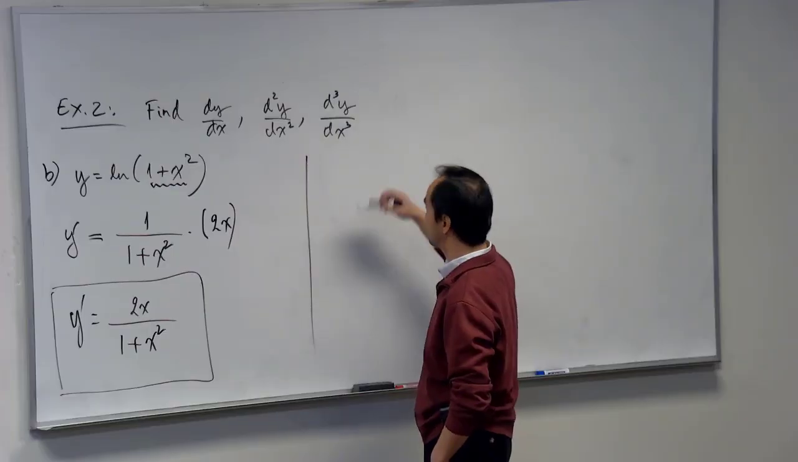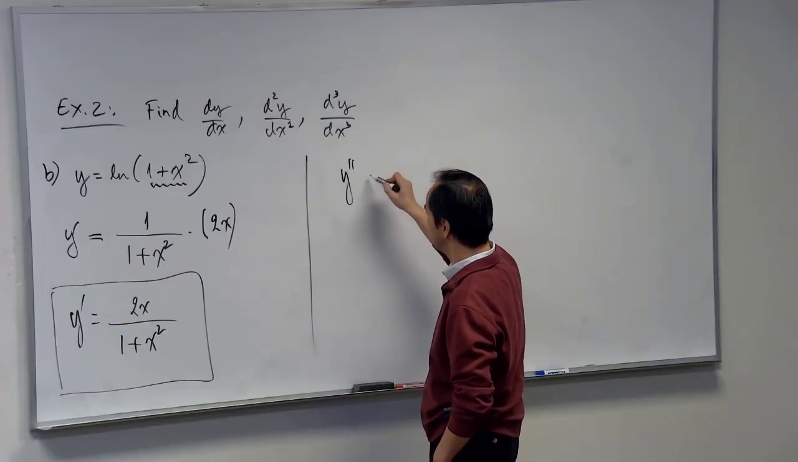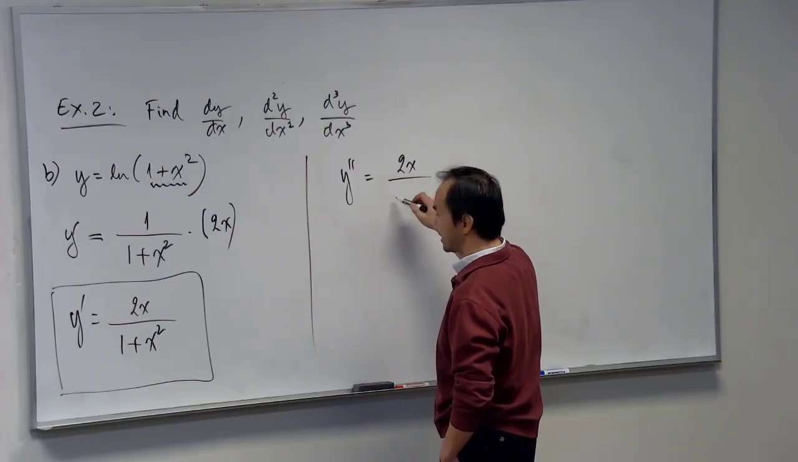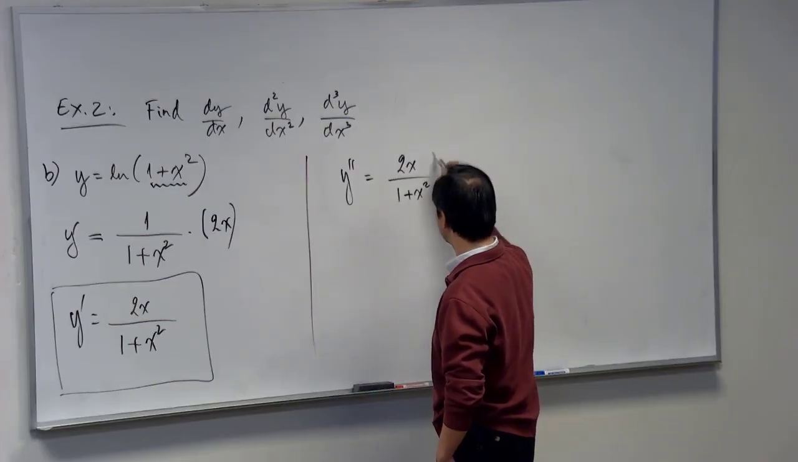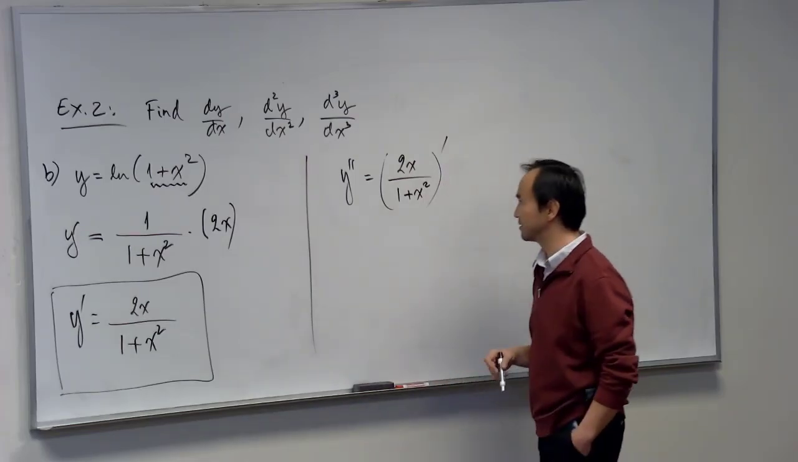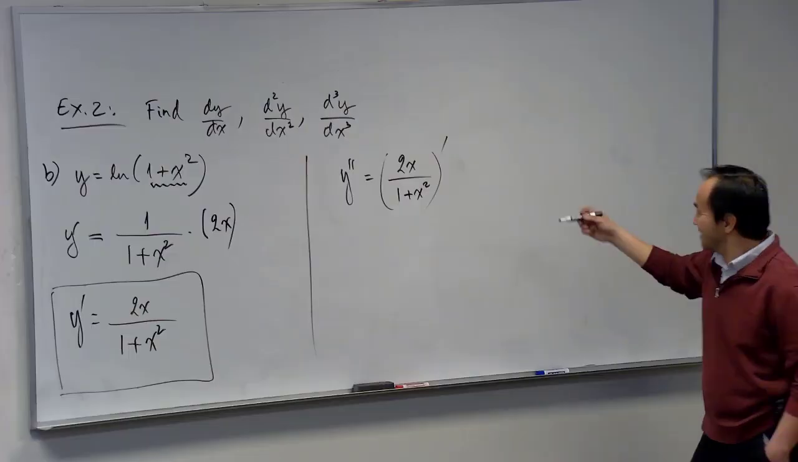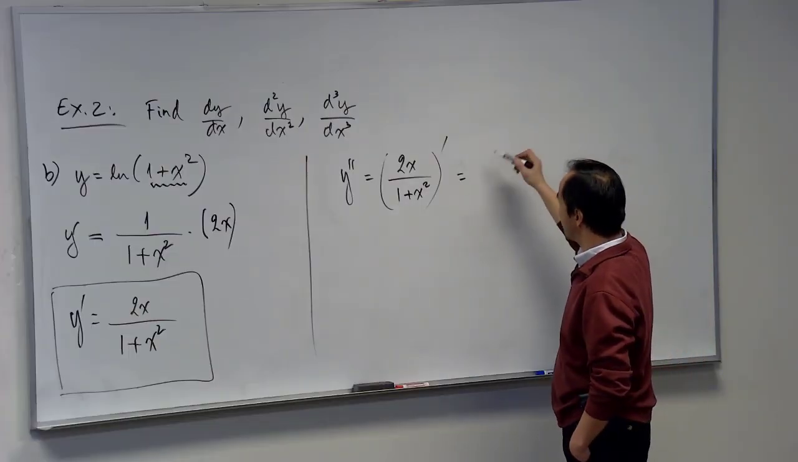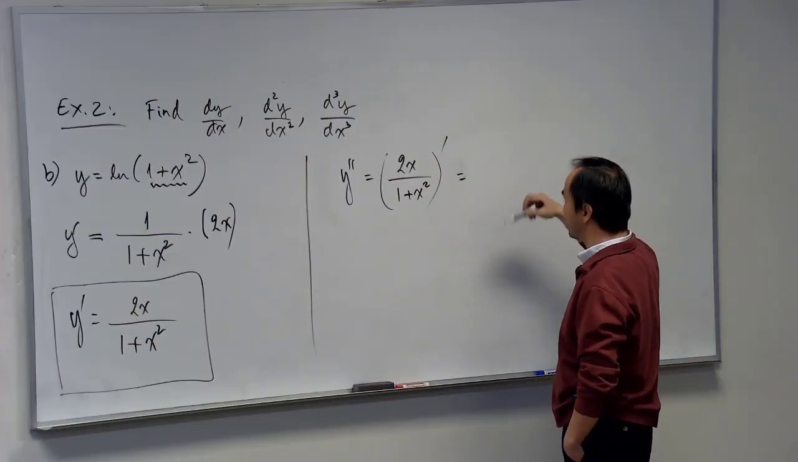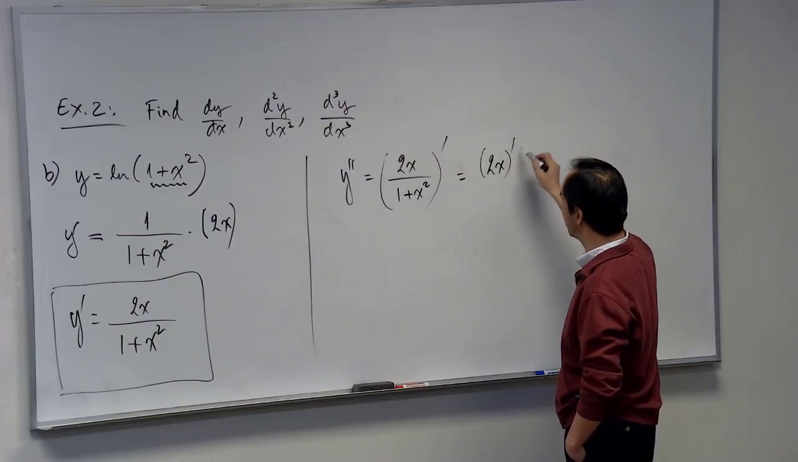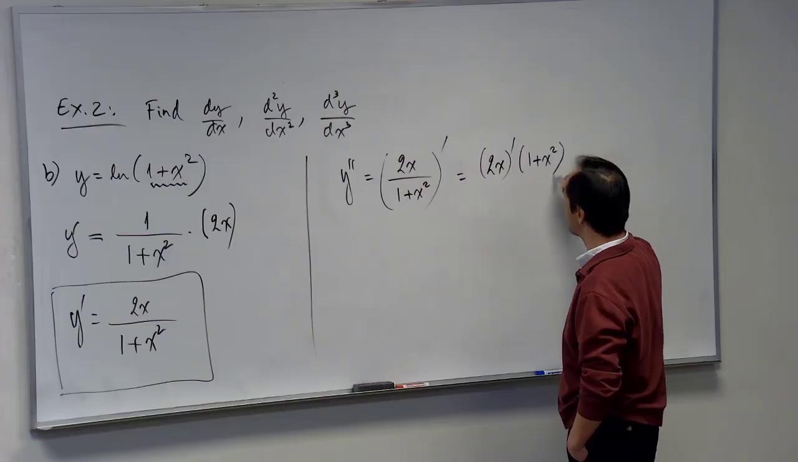The 2x over 1 plus x squared. So the second derivative is going to be the derivative of 2x over 1 plus x squared. I'm going to see that as a quotient, so I'm about to use the quotient rule. The quotient rule says, and let's write it down as an indication of the plan right here: we take the prime of 2x and multiply with 1 plus x squared with no prime.